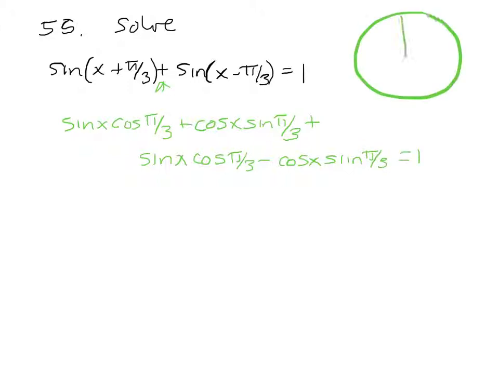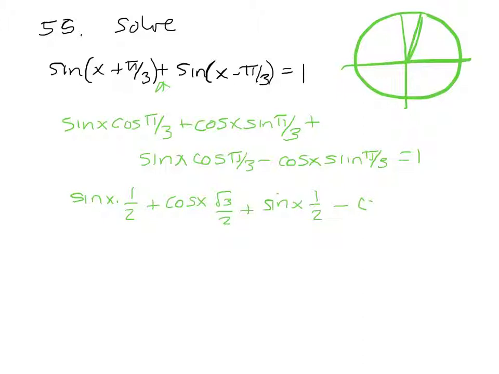Now pi over 3, same thing as 60, it's tall, so the sine value, the y value, will be root 3 over 2. Cosine will be 1/2. So then as I rewrite this, this will be sine of x times, cosine we said was 1/2, plus cosine of x, sine will be root 3 over 2, plus sine of x, cosine will be again 1/2, minus cosine of x, sine will be root 3 over 2, equal to 1.